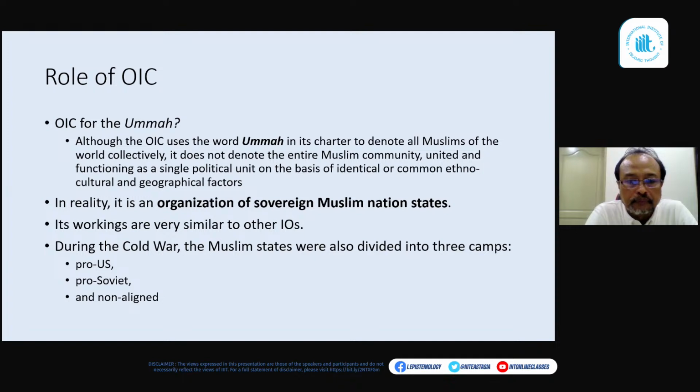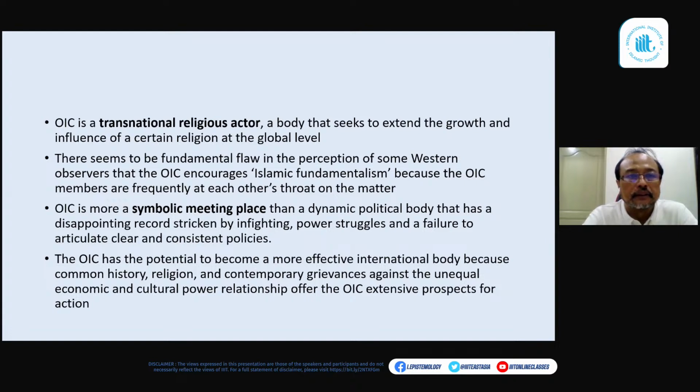So this is the fact. This is the organization where members come from nation states, the overwhelming majority of whom are Muslim majorities. Now, despite the aspiration to have one ummah, the reality is that even during the Cold War, the Muslim states were also divided into three camps, some pro-US, some pro-Soviet Union, while others took a non-aligned stance, like, let's say, Indonesia and Malaysia in this region. It is a transnational religious actor.